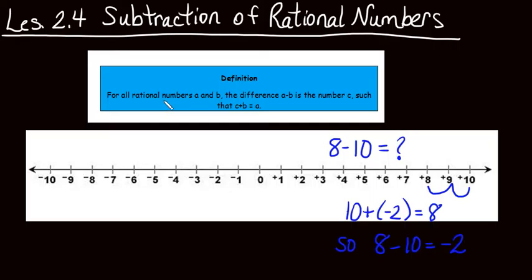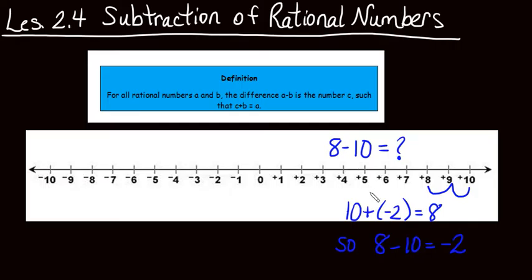For all rational numbers A and B, the difference, this is a subtraction problem, A take away B, is the number C, such that the number C plus whatever you took away is going to give you A. When it gets weird is when you have a smaller number and you're taking away a larger number. And all this is telling you is, what do I have to add to this 10 to get 8?